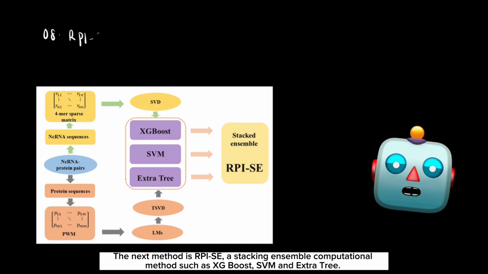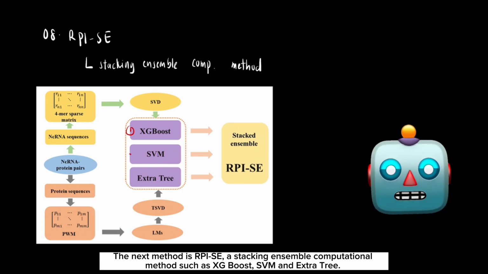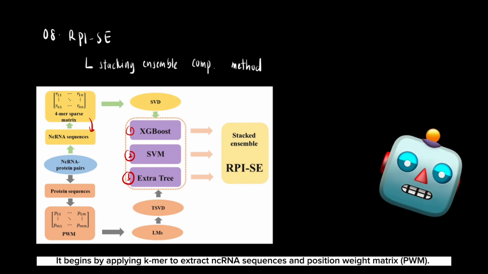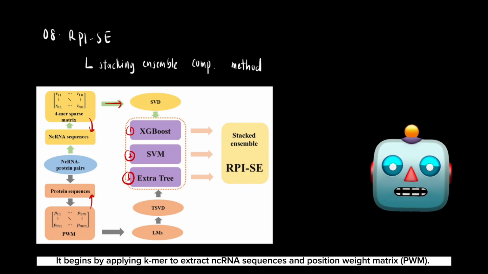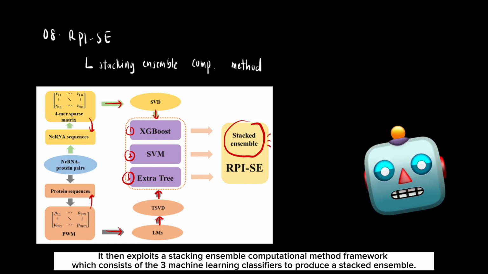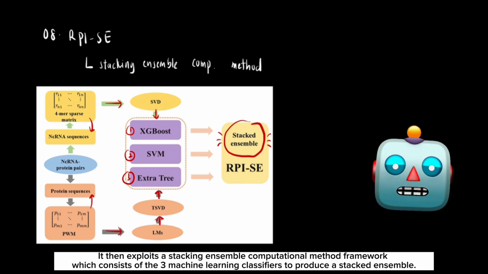The next method is RPISE, a stacking ensemble computational method using XGBoost, SVM, and ExtraTree. It begins by applying k-mer to extract ncRNA sequences and position weight matrix (PWM). It then exploits a stacking ensemble computational method framework which consists of the 3 machine learning classifiers to produce a stacked ensemble.